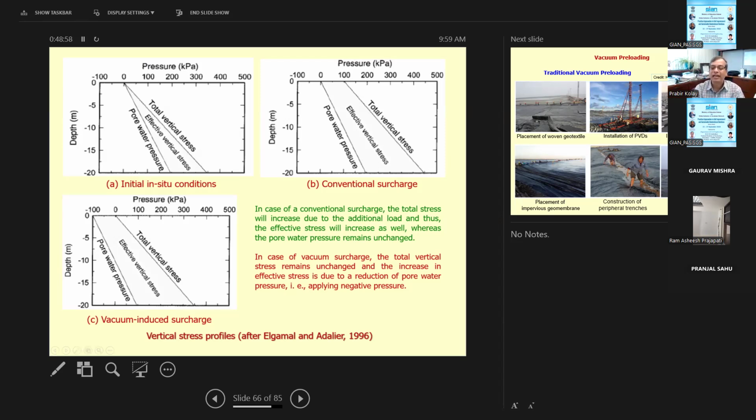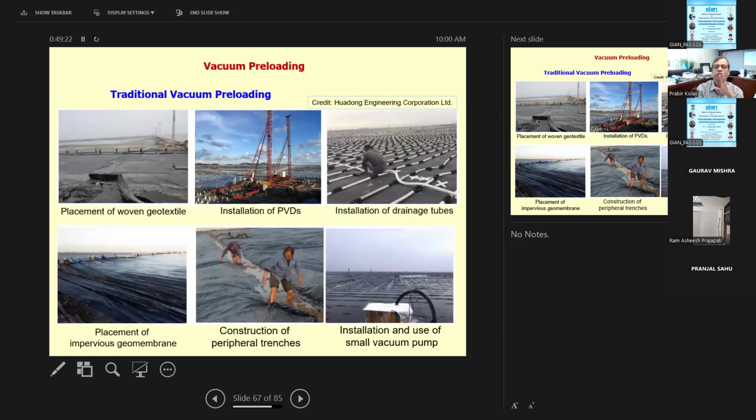So over here, in the case of vacuum surcharge, the total vertical stress remains unchanged, and the effective stress increases due to the reduction of the water pressure, by applying negative pressure. Okay, and in the case of conventional surcharge, the total stress increases due to the additional load. Thus the effective stress also increases, while the water pressure remains unchanged. Okay, so these are the conventional surcharge and the vacuum surcharge.